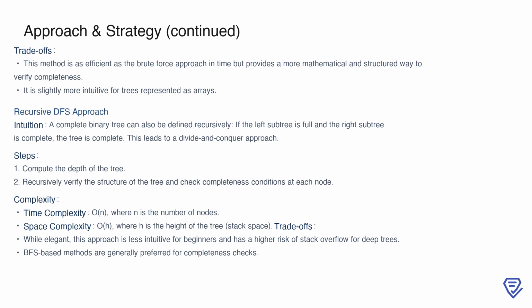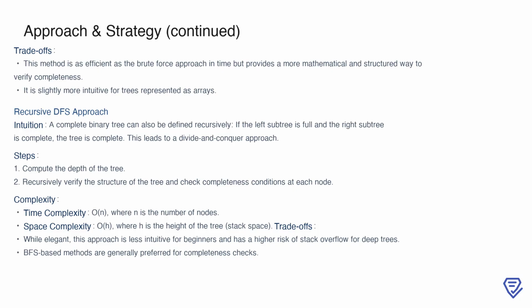Another method uses a recursive depth-first search to verify completeness. This approach is based on the recursive definition of a complete binary tree. If the left subtree is full and the right subtree is complete, then the entire tree is complete. Using this divide and conquer strategy, we first compute the depth of the tree, which helps us evaluate the completeness conditions at each node as we traverse recursively.